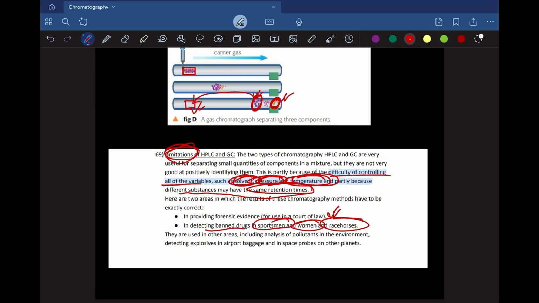They are also used in other areas, including analysis of pollutants in the environment, detecting explosives in airport baggage, and in space probes on other planets. So they have very good usage as well, but it is difficult to maintain all of these criteria. So memorize the limitations of HPLC and GC, and also how they are actually used.